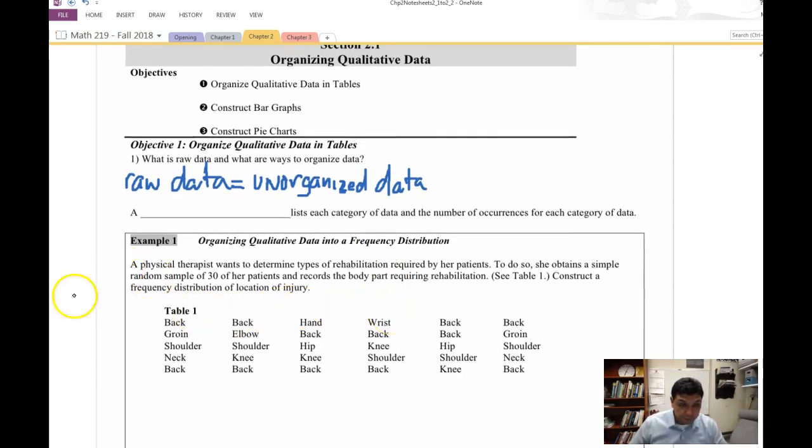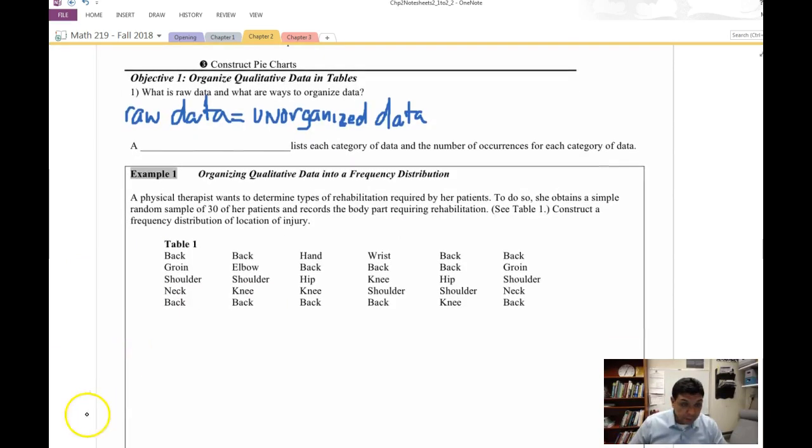And so that would be what we're looking at. And so we're going to go ahead and look at example 1. And to complete example 1, what we need to do is make what we call a frequency distribution. Frequency meaning how often something happens. And a frequency distribution shows you how the data is spread out, or how often something happens.